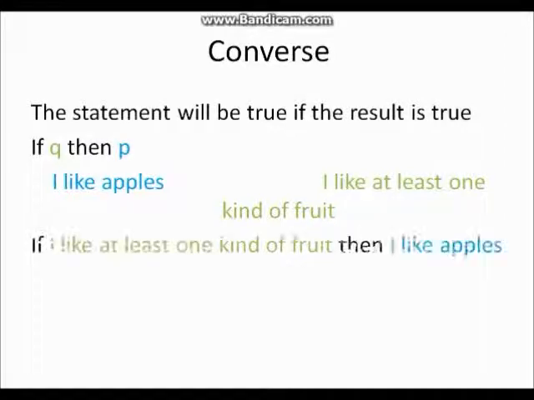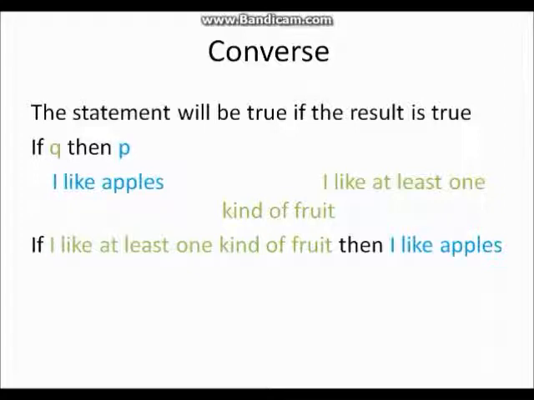But the converse, if I like at least one kind of fruit, then I like apples, seems like it would be a logical fallacy. I mean, I could like grapes or pears and not like apples, but still be liking at least one kind of fruit. Schools want you to learn this anyway, though, even though they don't quite make much sense.